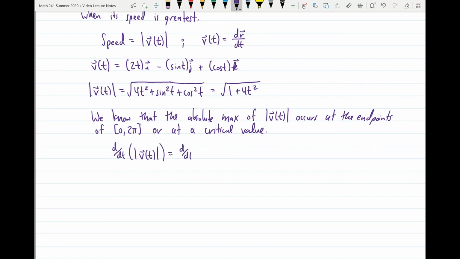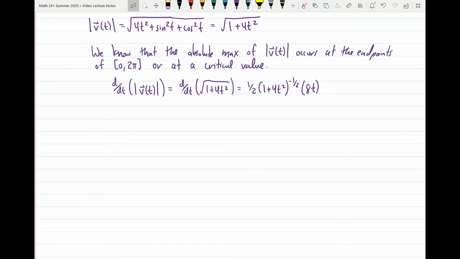So that ends up being the derivative with respect to t of the square root of 1 plus 4t squared, which is equal to 1/2 times (1 plus 4t squared) to the minus 1/2. And then the chain rule tells us we have to multiply by the derivative of 1 plus 4t squared, which is 8t. And to find critical values, we want to set this equal to 0.